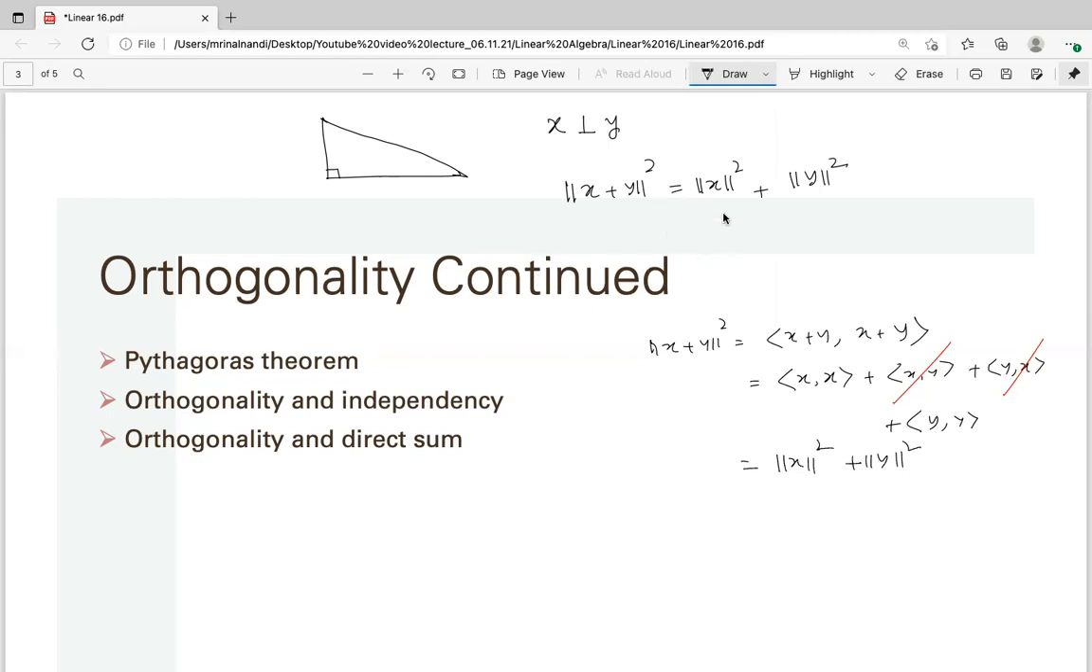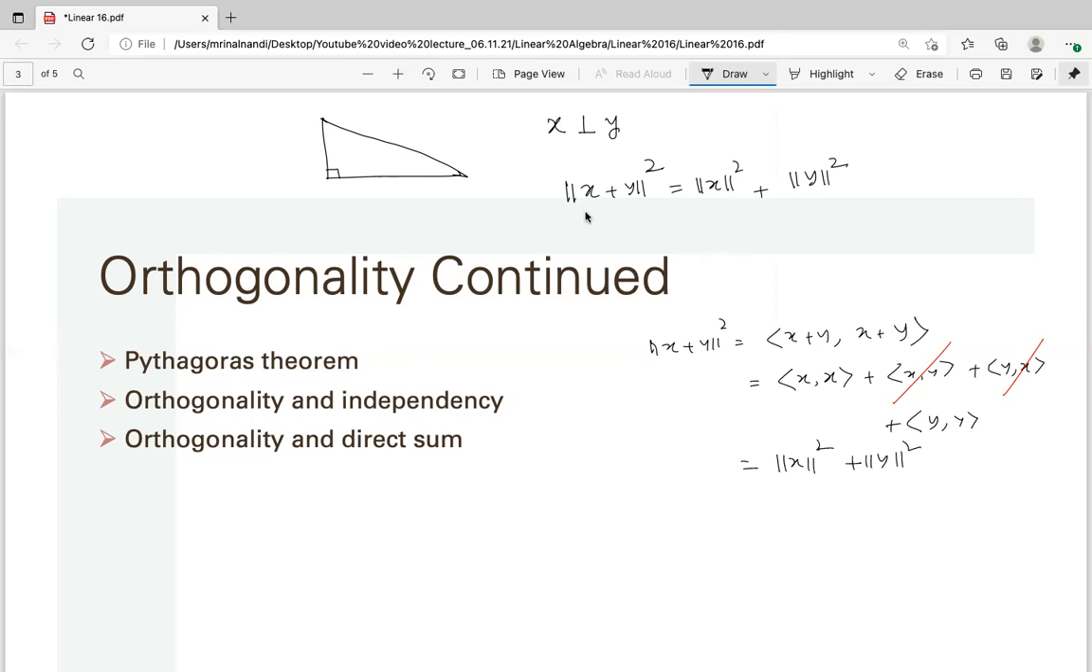So this concept actually came from orthogonality, and this is actually by the inner product. If there is no inner product, then we can't say anything about this. Maybe there is a norm, but the inner product is not there. Then we can't talk about this thing.